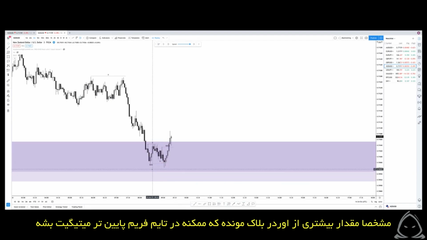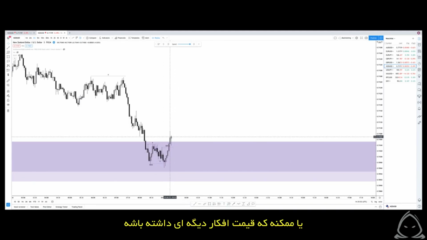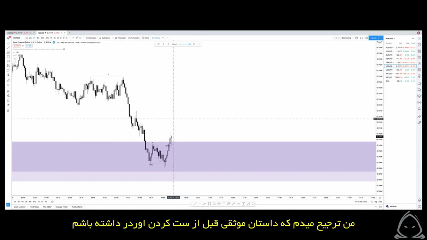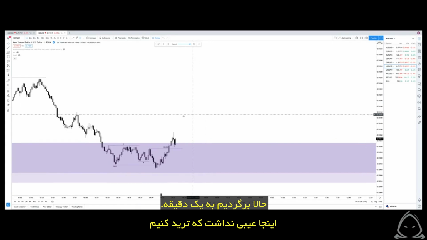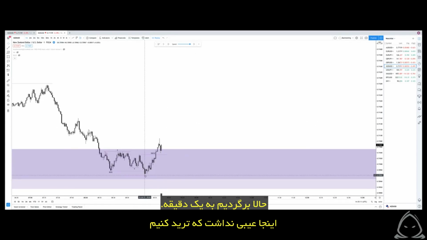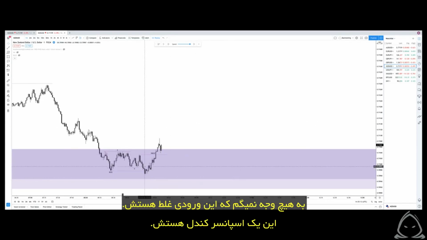Obviously, there's still a large portion of the order block that might have something to be mitigated on a lower time frame, or price might just have other ideas. I'd rather have that solid story before I set an order. So going back to the one, now this was, again, there's nothing wrong with this. I'm not slating this entry by any means at all.